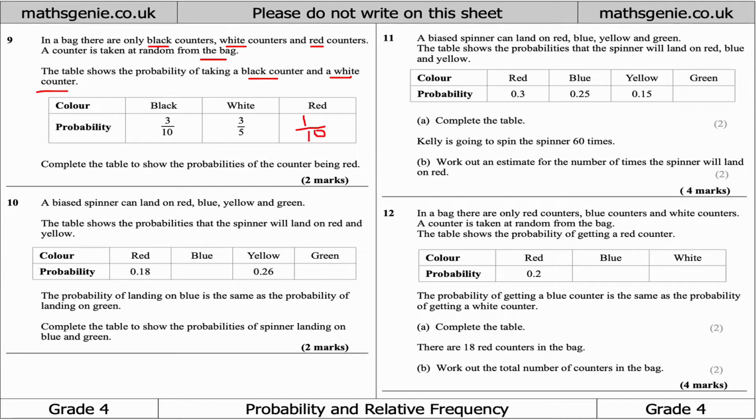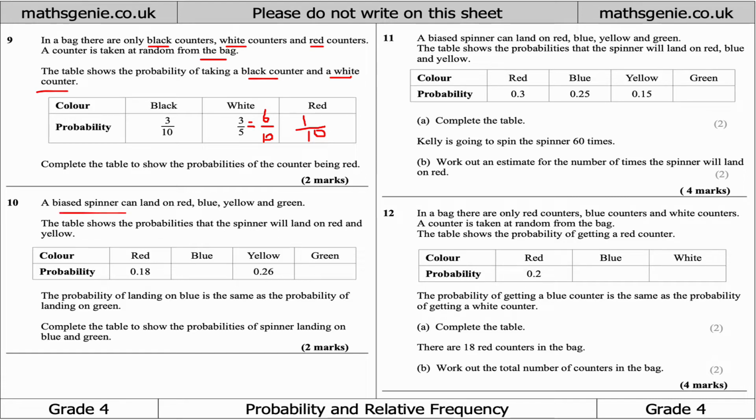So where I got the 6/10 was an equivalent fraction out of 10. I timesed top and bottom by 2 because I wanted to change it to out of 10, because that one's out of 10 there. So 3/10 plus 6/10 is 9/10. 1 whole take away 9/10 is 1/10.